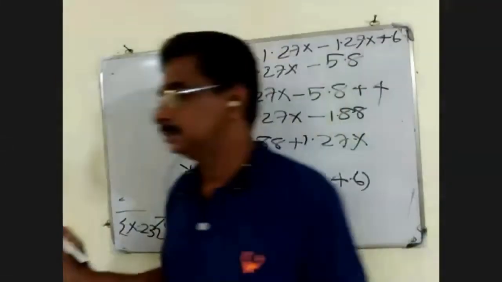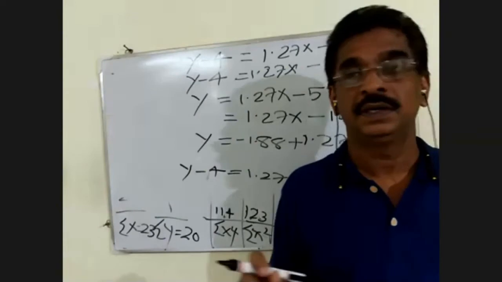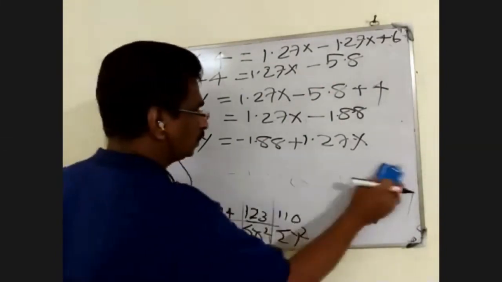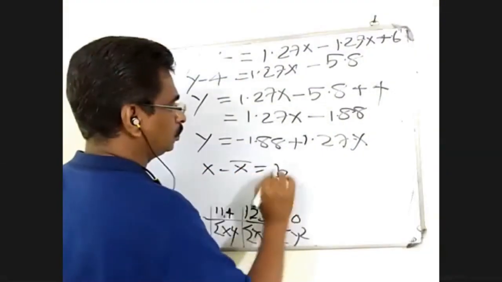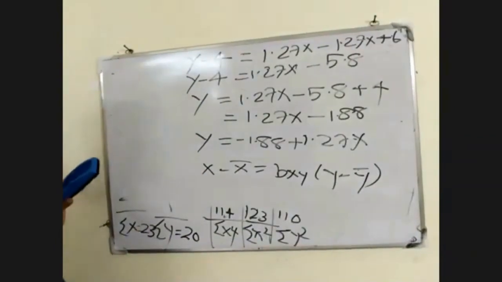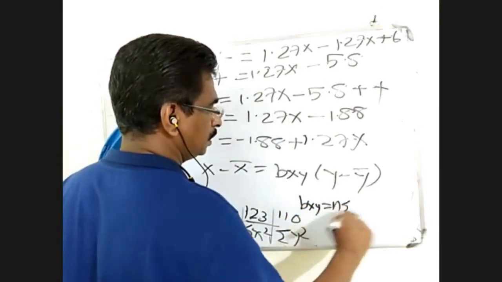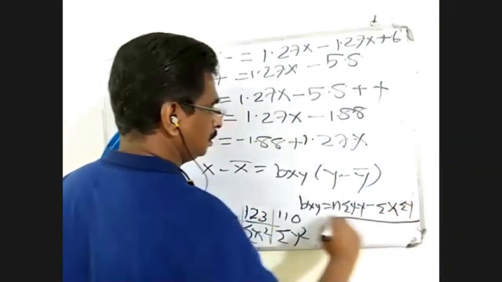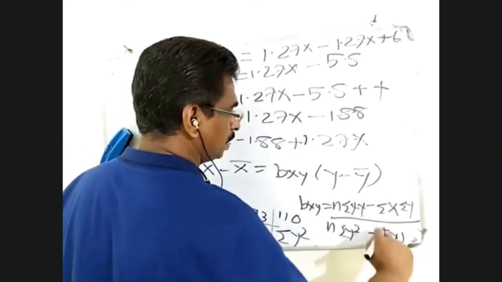Clear? Yes, sir. Then the regression equation of x on y is: x minus x bar is equal to bxy into y minus y bar, where bxy is equal to, what is the formula? n sigma xy minus sigma x into sigma y, bxy comes out n sigma y squared minus sigma y the whole square.